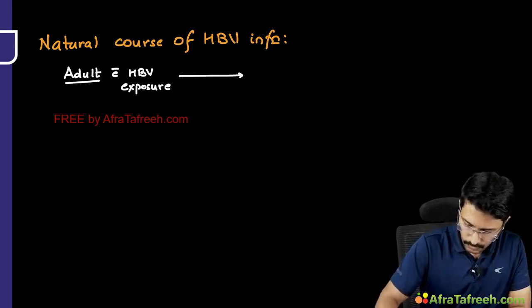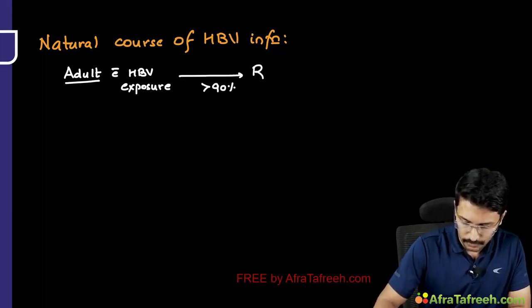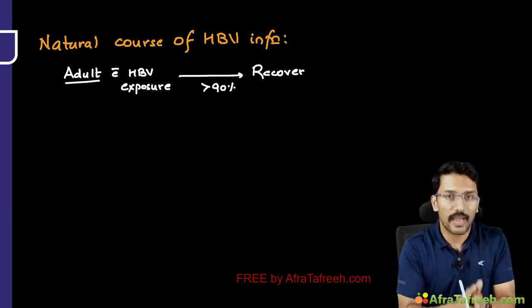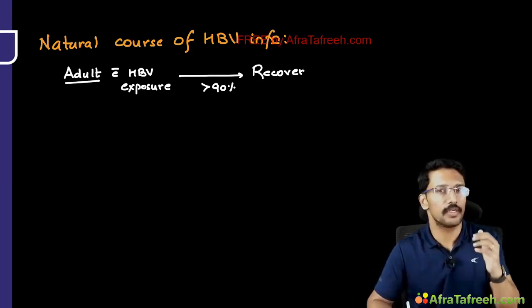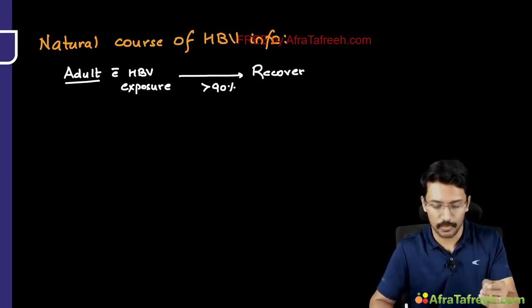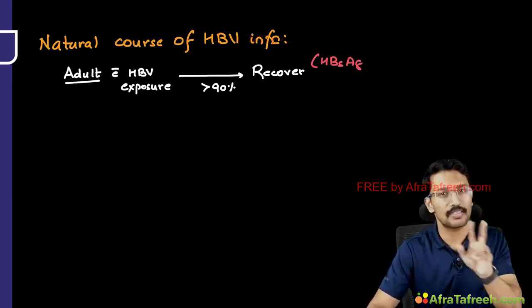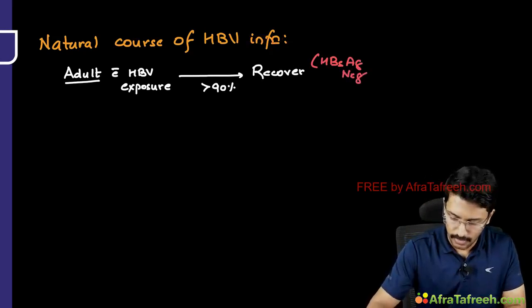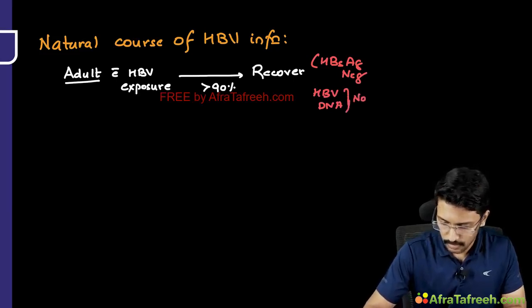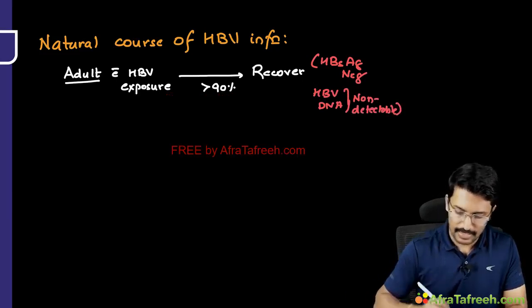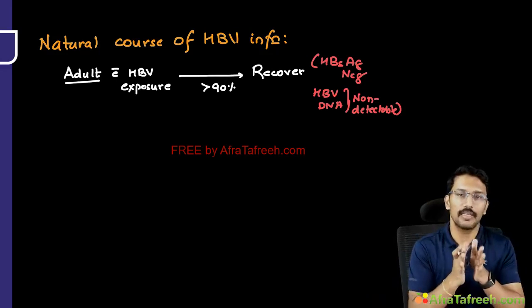Now, more than 90 to 95% of these patients will recover completely, right? That means there will be no evidence of active hepatitis B virus present in the patient's body. That means when I say recovery, I mean his HBsAg, HBsAg is equal to infection, will be negative, and HBV DNA, if you do the PCR, will be non-detectable. That is what I mean when I say recovery, right? More than 90% of the patients are going to get recovered, right?